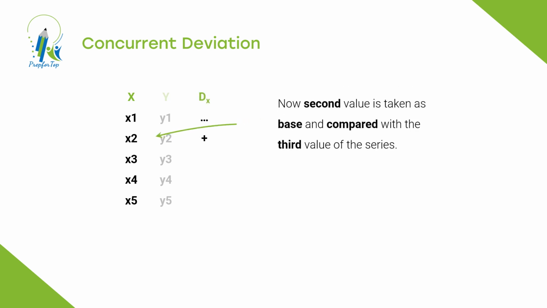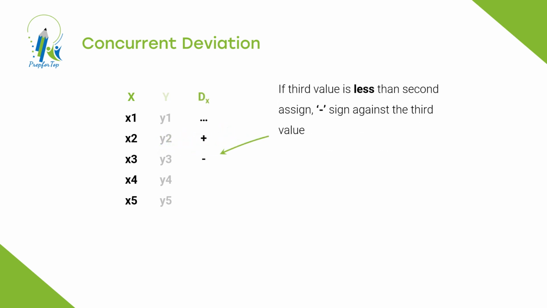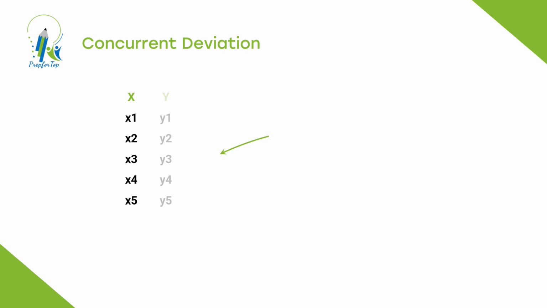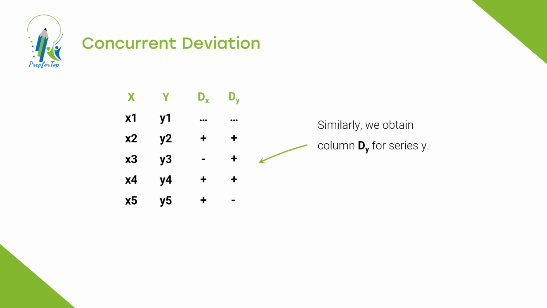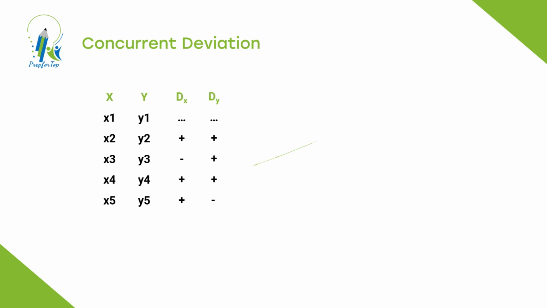The second value is then taken as the base and compared with the third value of the series. If the third value is less than the second, assign a minus sign against the third value. If the third value is greater, assign a plus. If the second and third values are equal, assign an equals. This procedure is repeated up to the last value of the series. Similarly, obtain column dy for series Y.